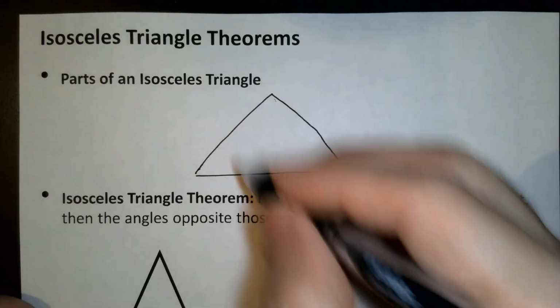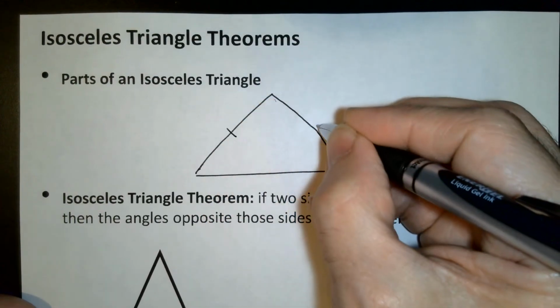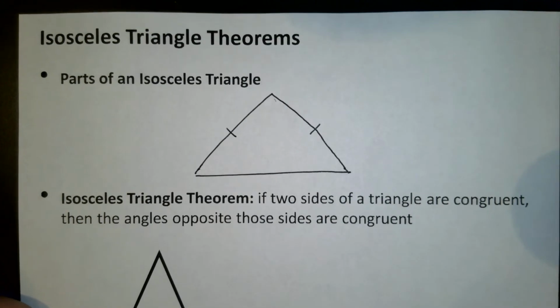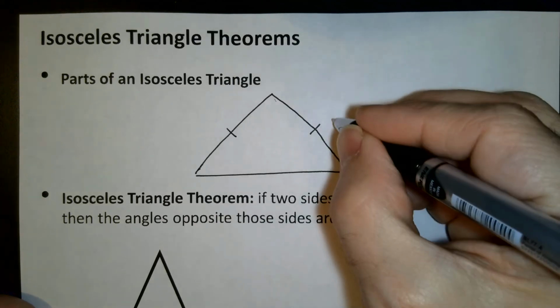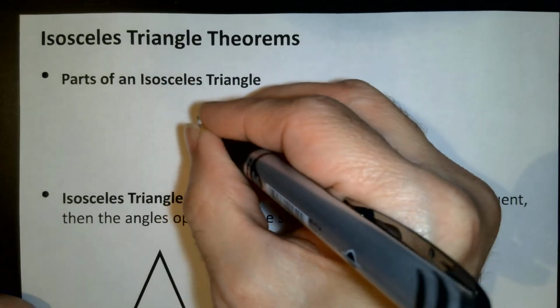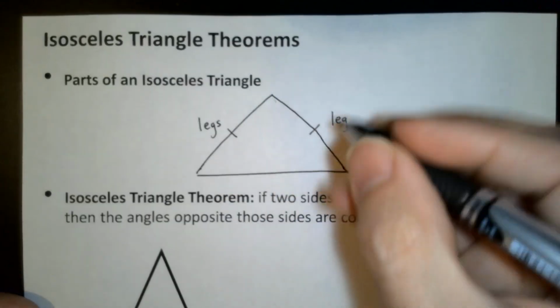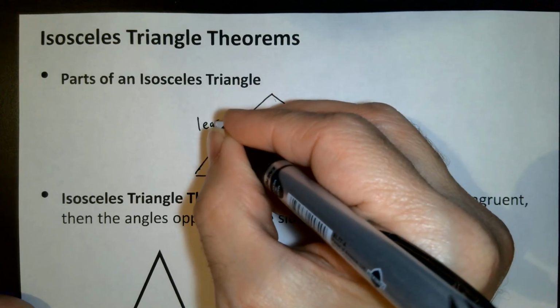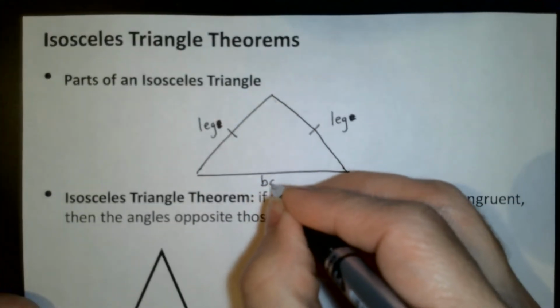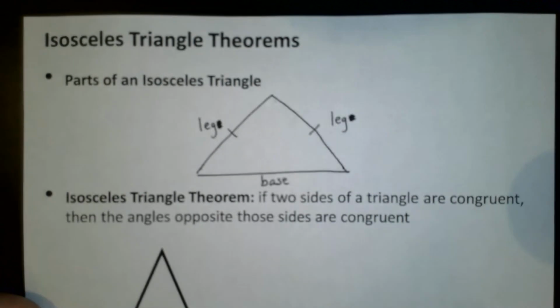So if I have a triangle and I mark these two sides the same, these are congruent to one another, which is what makes it an isosceles triangle. We have at least two sides that are congruent. These two sides are called the legs of the triangle. Well, I guess it's leg, not legs. And then the third side would be the base.